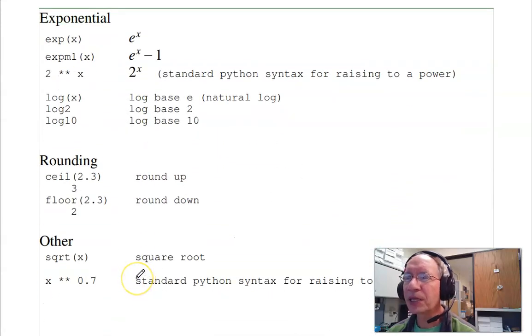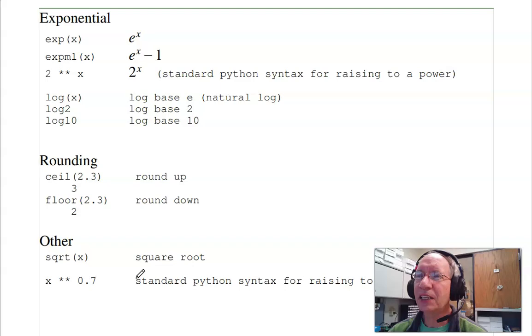In the math library, there are exponentials. exp of x is e to the x. expm1 of x is e to the x minus 1. When I have a different power other than e, I just use the star star. That's standard Python syntax. So 2 star star x is 2 to the x. The log of x is log base e. Log2 is log base 2. Log10 is log base 10.